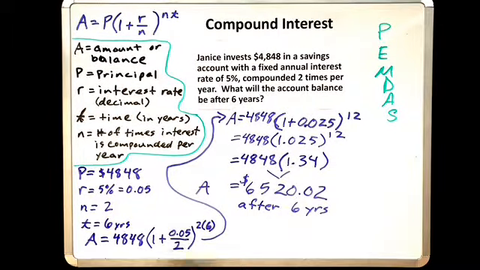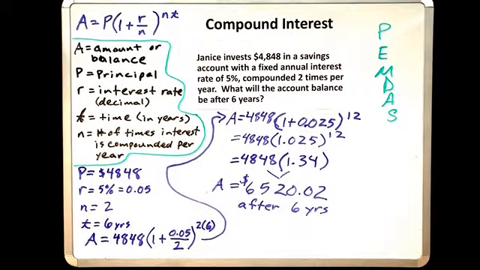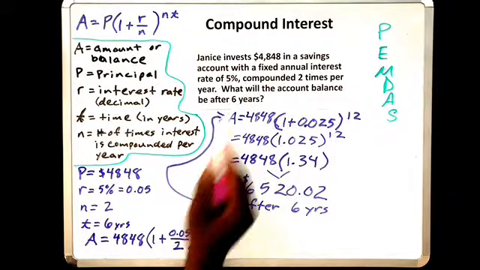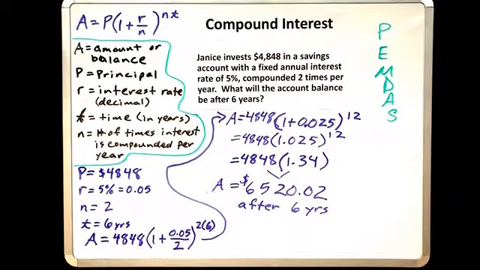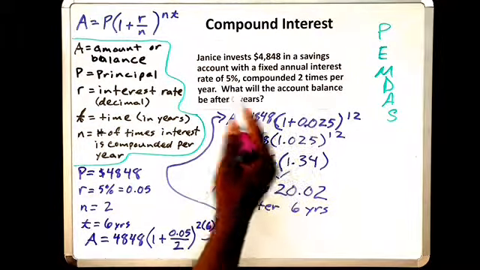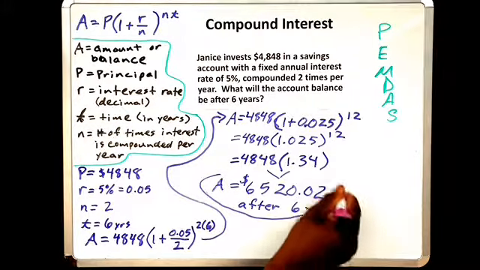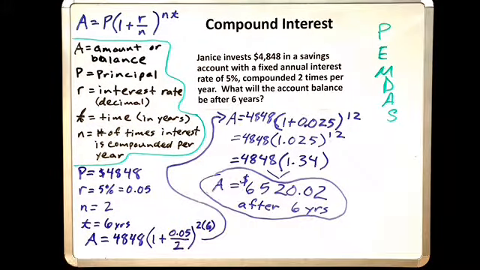Okay? And I'm going to bring this A over a little closer. And so Janice started with $4,848, but after 6 years, with investing that amount in a fixed account with fixed annual interest of 5%, compounding two times per year, this is the amount that Janice will have in her account. So there's an increase, right, of almost $2,000. All right, not bad, Janice.